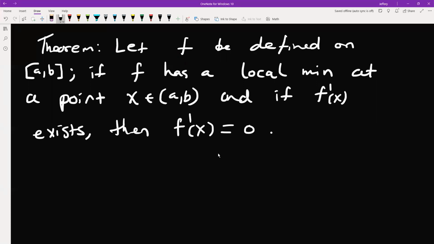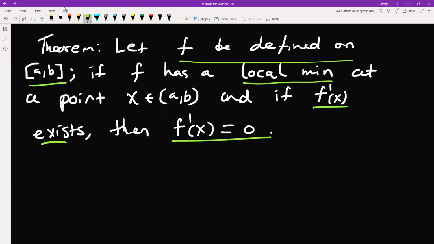Okay, so what do we have here? We've got two things going for us. We have to have two conditions present, in other words, so we need f to be defined on a to b, and we need to have a local minimum. So actually I lied, there are three conditions. And we need f prime of x to exist. So if these three things happen, 1, 2, 3, then this thing should happen here. The derivative at that point at the local minimum should be 0. So let's prove it.